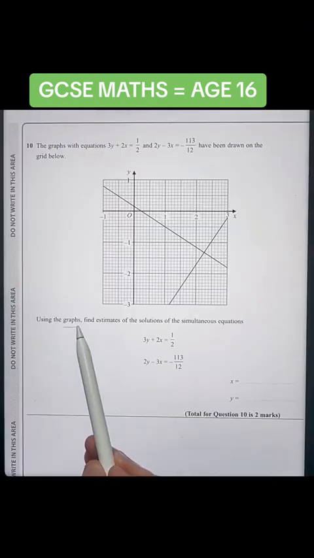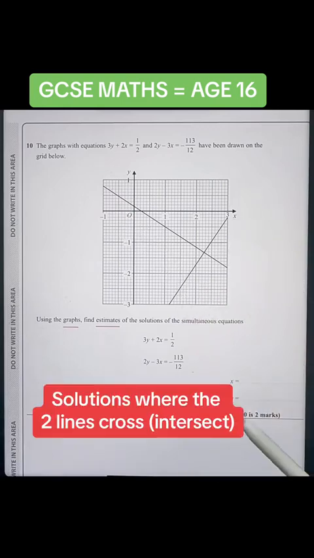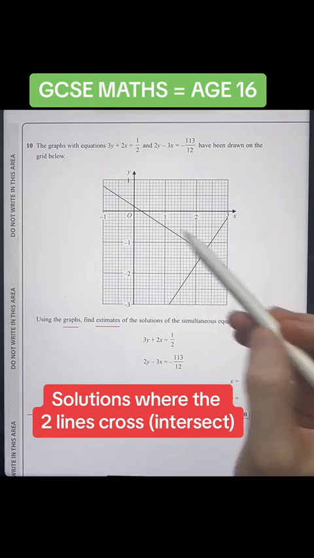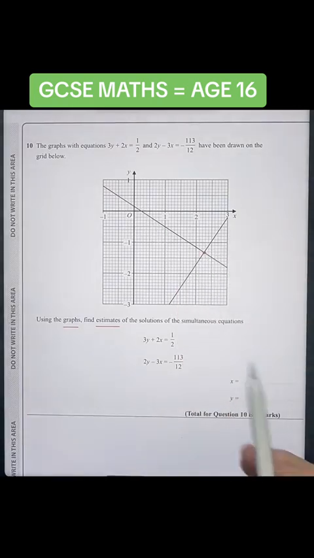Question 10. Using the graphs, find estimates of the solutions of the simultaneous equations. As we're using the graphs, we're using no algebra, hence why they're estimates. We should know the solution for 2 simultaneous equations, as they're both lines, is the point where the 2 lines intersect. As these are our 2 lines, they intersect at this point here. Hence, x is equal to 2.3 and y is equal to negative 1.3.